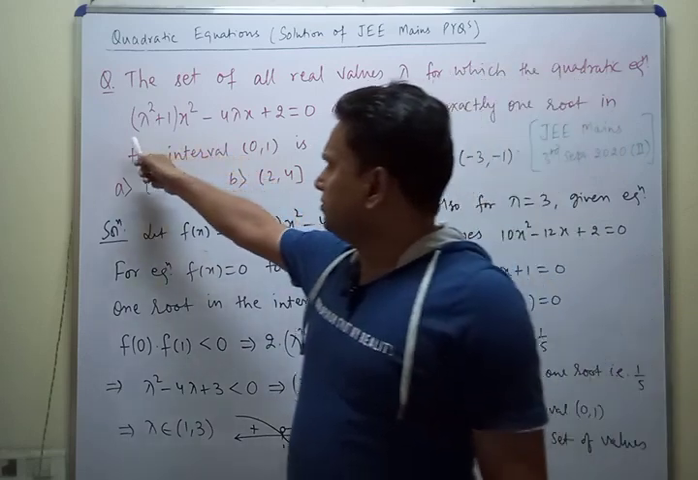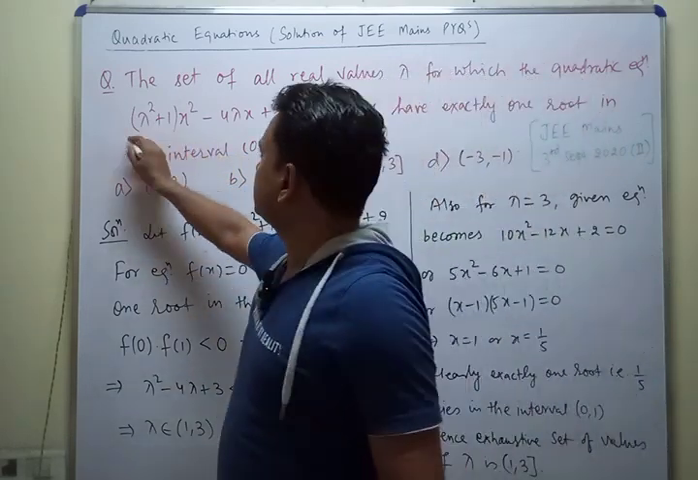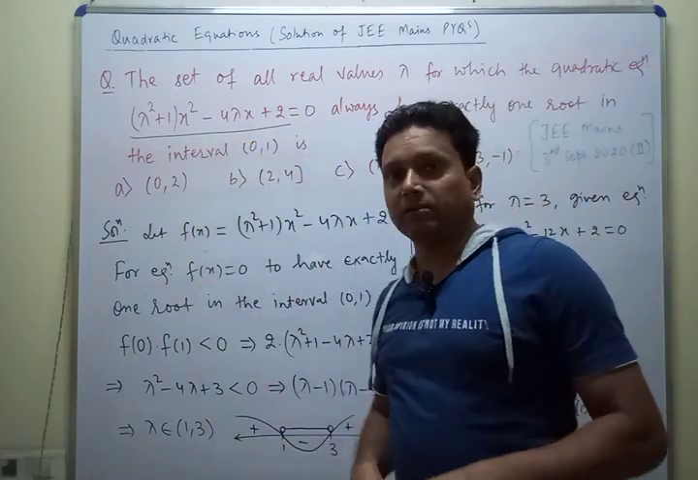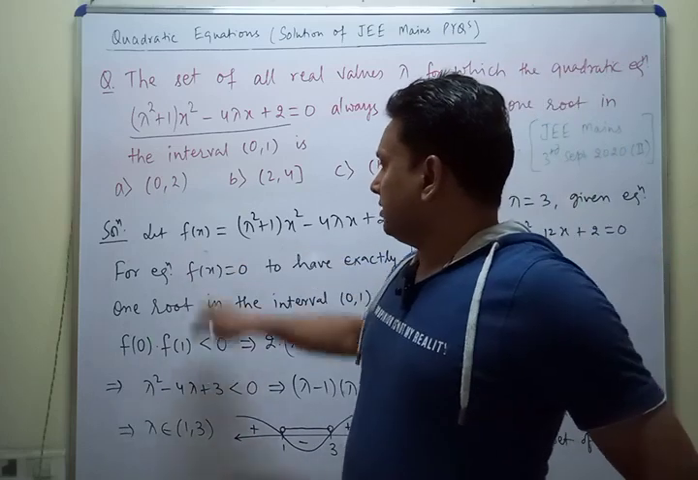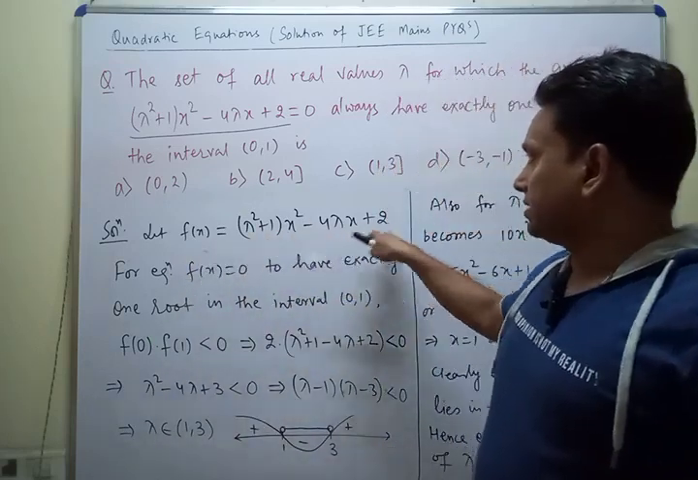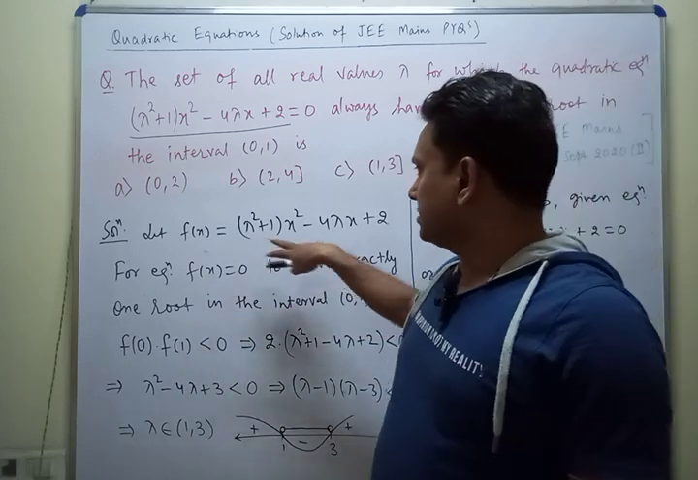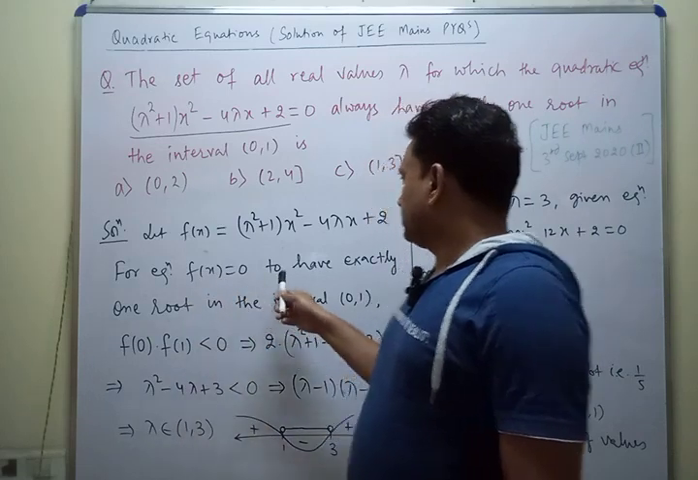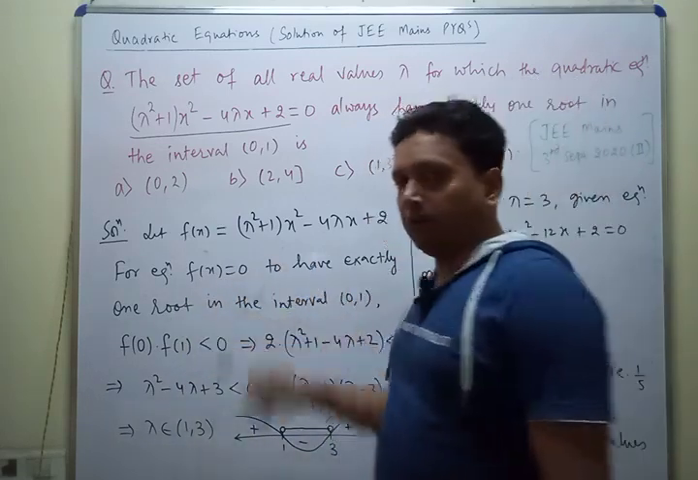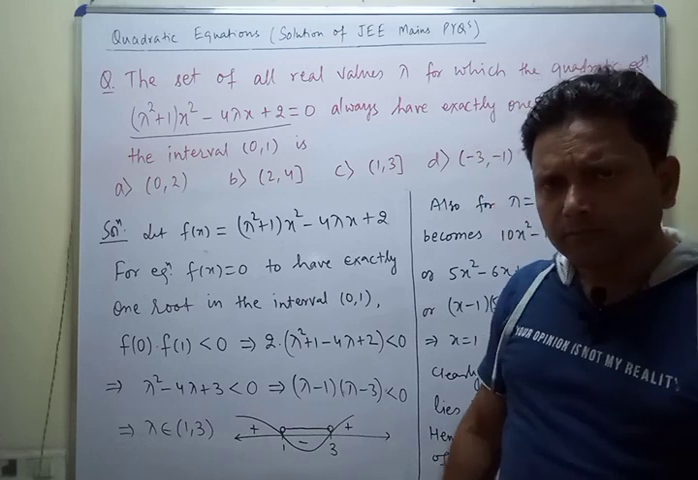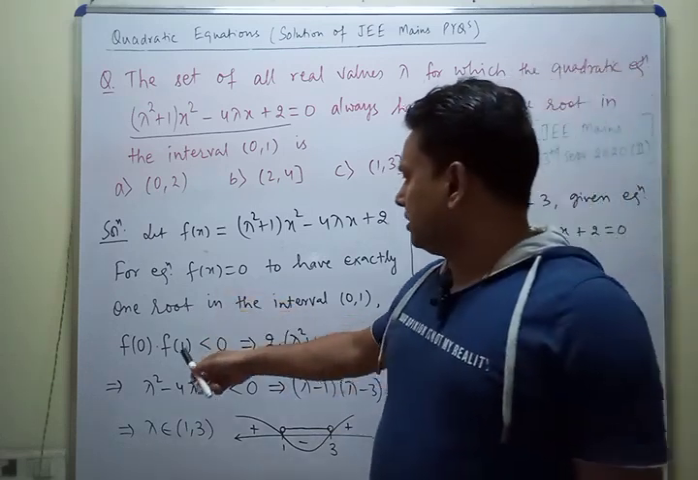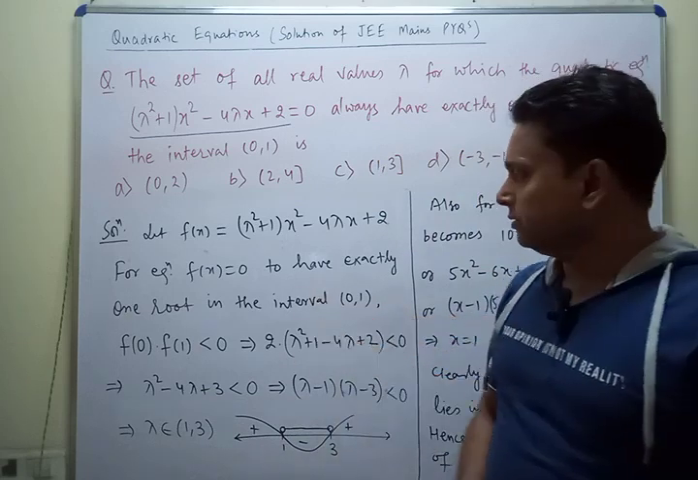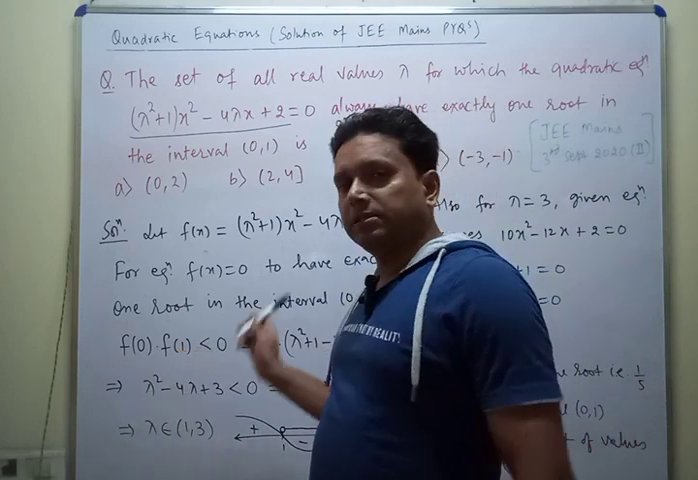As usual, I assumed this part as f(x). This is an equation. We are taking the expression out of this equation as f(x). f(x) is equal to (lambda square plus 1) x square minus 4 lambda x plus 2. Now when we say f(x) is equal to 0, we are getting the same equation, right? So for equation f(x) equal to 0 to have exactly one root in the interval 0 to 1, what is the condition? Interval is 0 to 1, so f(0) into f(1) should be less than 0. So this is the condition, f(0) into f(1) less than 0, right?